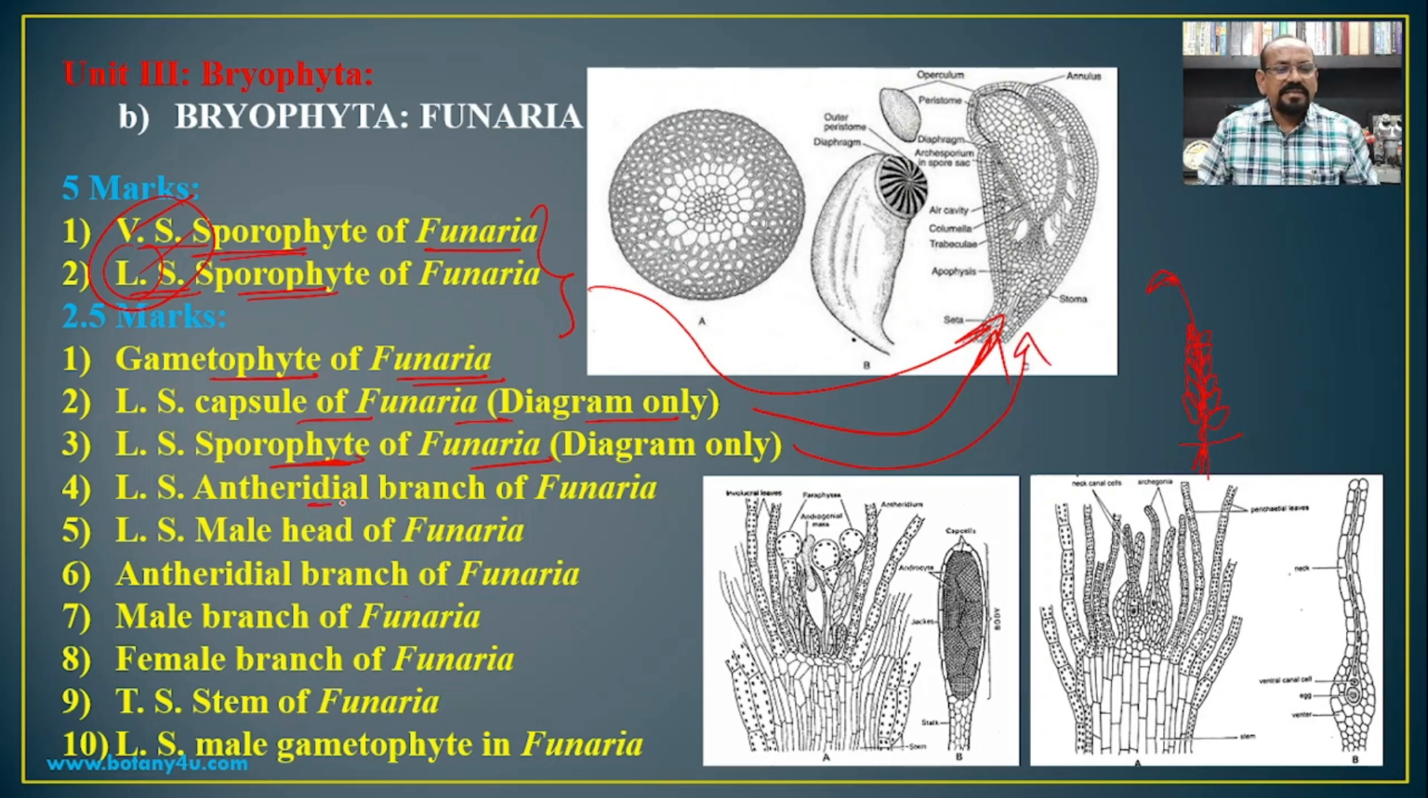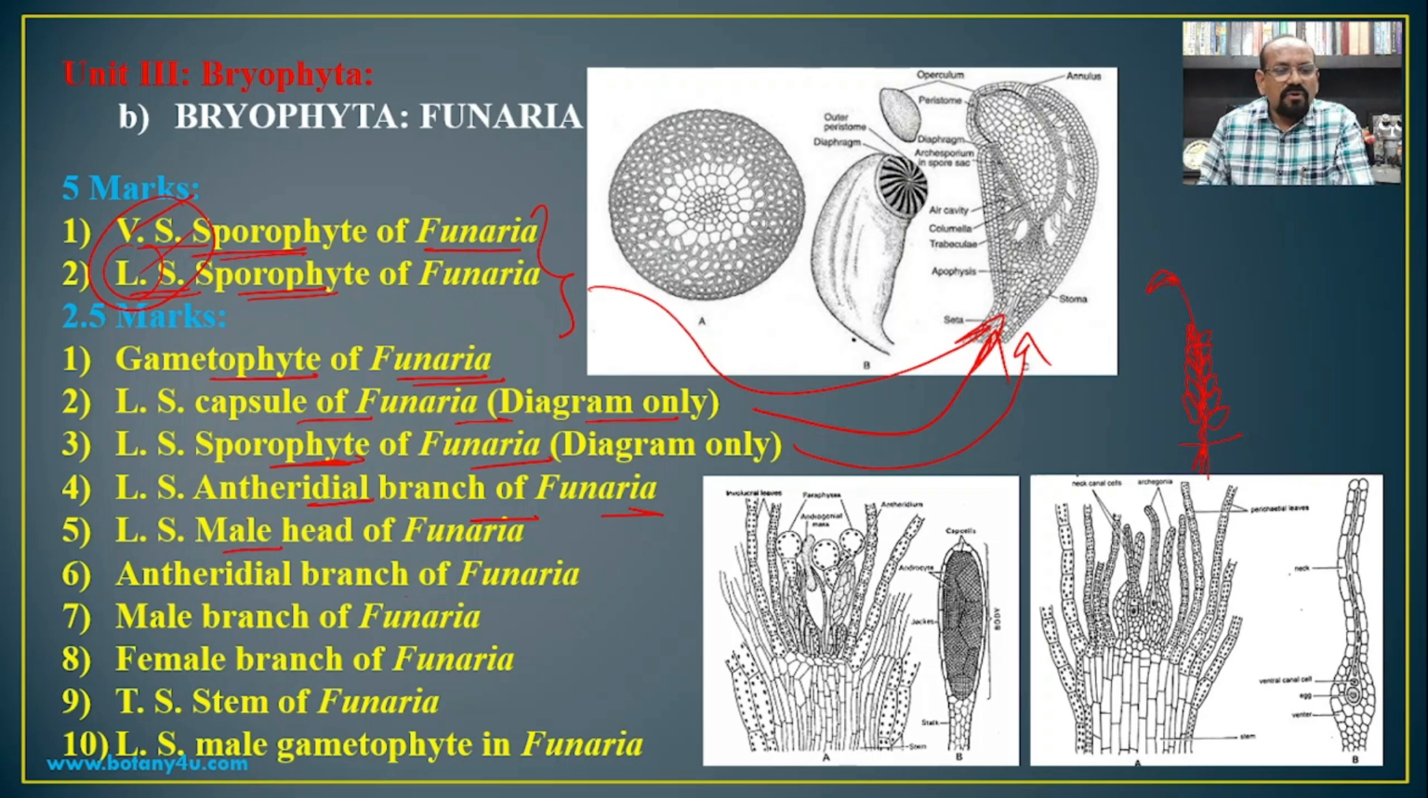Then LS antheridial branch of the Funaria. This is a very different question than that of the other bryophytes, that is the Marchantia and the Anthoceros. Here the question is asked on the antheridial branch as well as the archegonial branch.